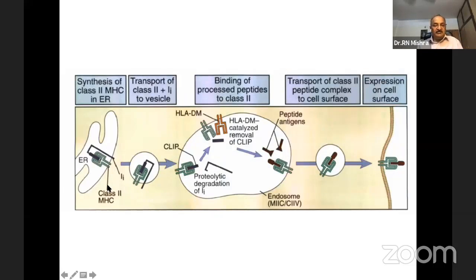This is the same thing in a magnified view to tell you clearly that the class 2 molecules are synthesized in the endoplasmic reticulum, and these class 2 molecules are transported with a chain which is called the invariant chain. Then this molecule is proteolytically degraded, so that it becomes empty to attach a peptide antigen.